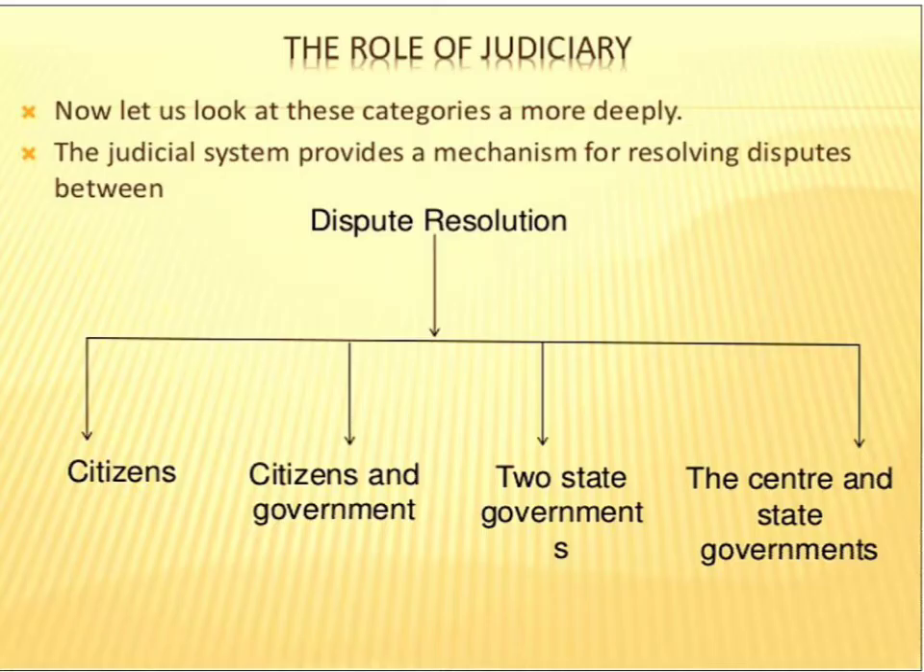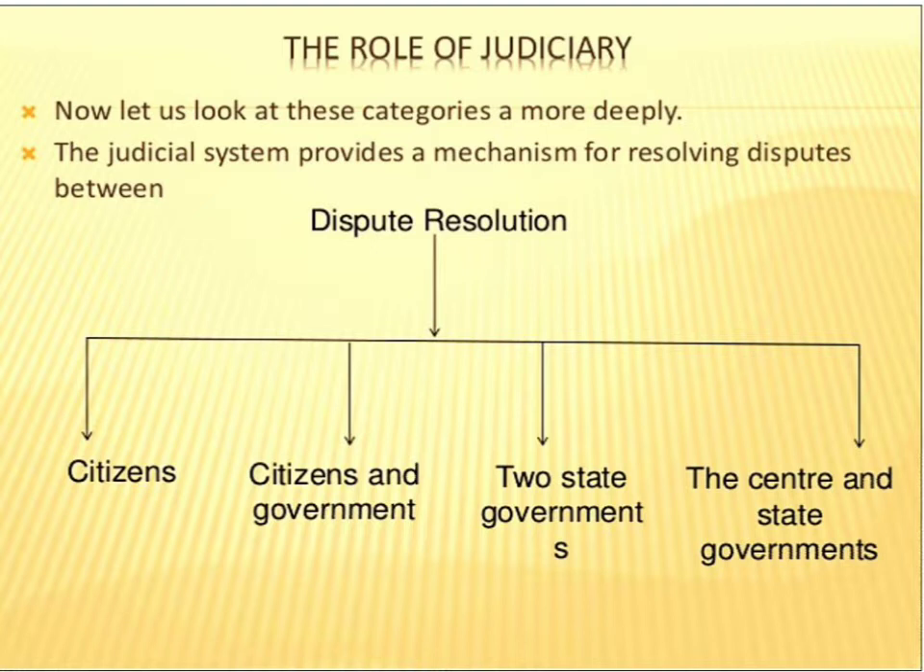Dispute means jhagde, resolution means samadhan nikalna. So the judicial system provides a mechanism. A mechanism is just like a tool that resolves our disputes. The disputes can be between the citizen and the government, between two state governments, and between the center and a state government. I have given you examples of these also.